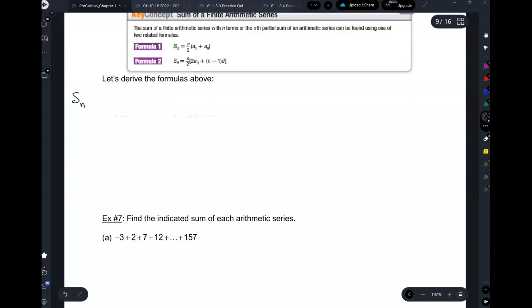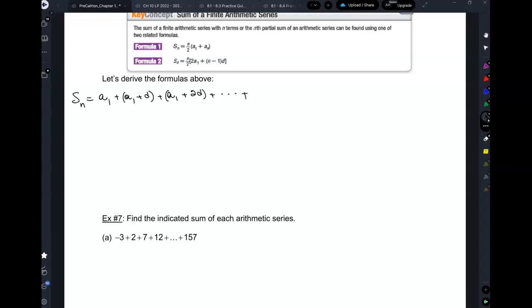What is S sub n? You add the first term to the second one. And what is the second term? It's A1 plus D, plus the third term, A1 plus 2D. You can keep going until you're blue in the face, but we're not. We're going to go dot, dot, dot, and then plus. Now, the last number is A sub n, correct?